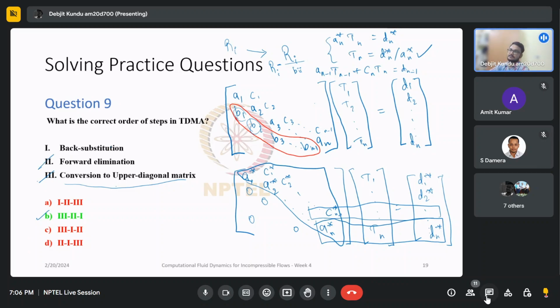And then comes the back substitution, where you know the value of Tn and we substitute here to find the value of Tn minus 1. So in this equation, everything else is known, just Tn minus 1 is unknown. We keep doing this, we start from the back and keep substituting values, moving towards the starting end. That is, we start at n and move towards 1. So that is known as the back substitution step. So the correct order of steps is 3, 2, 1. Option B is correct.